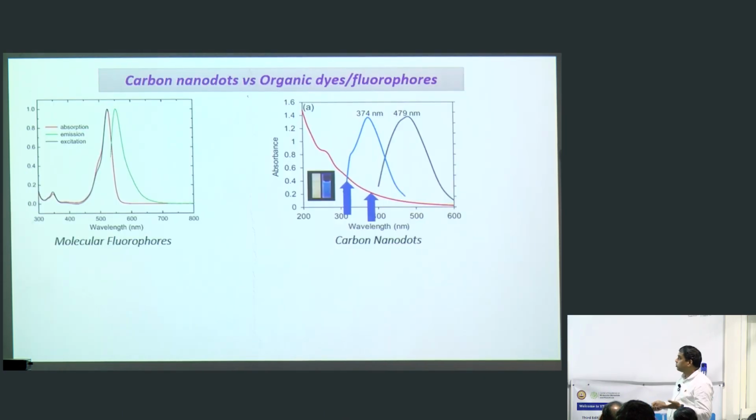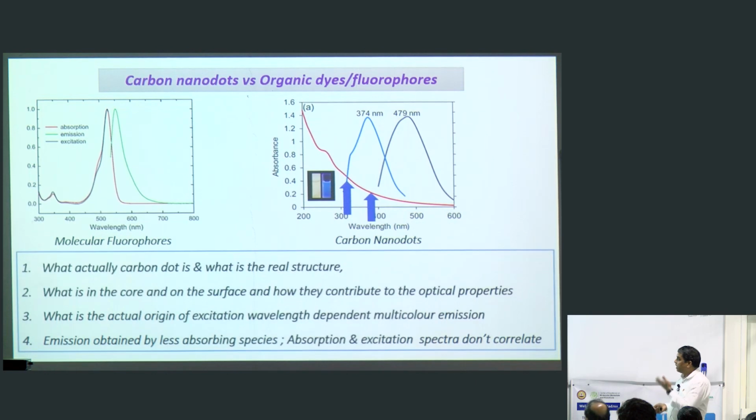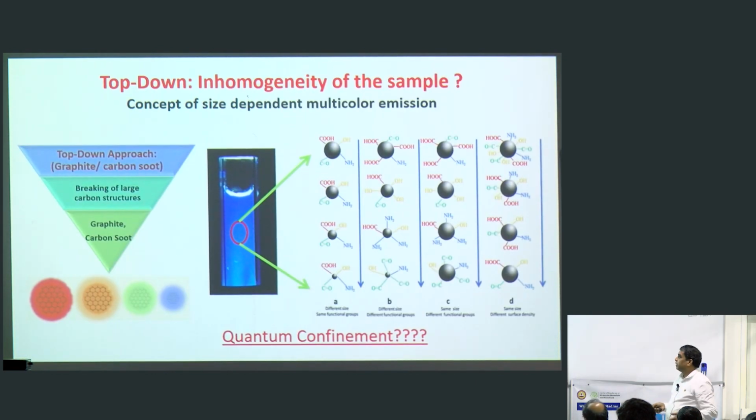Without going into further details, I just wanted to summarize that a molecule has a defined absorption, emission and excitation. In the case of carbon nanodots, it is not defined, because you have a broad absorption, and whenever you excite, you will not end up at the maximum emission position; somewhere else you will end up with the maximum emission position. That's what one needs to be careful about, and that's why carbon dot is a field where, with the top down approach, you can have different types of inhomogeneous samples. So one has to be careful.